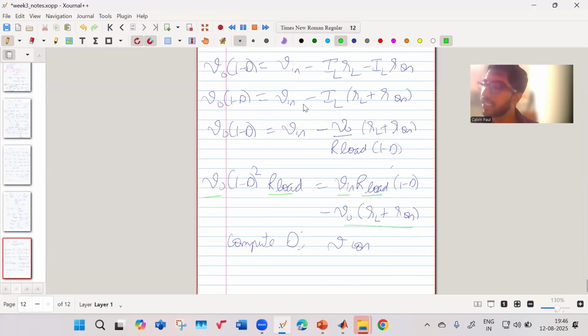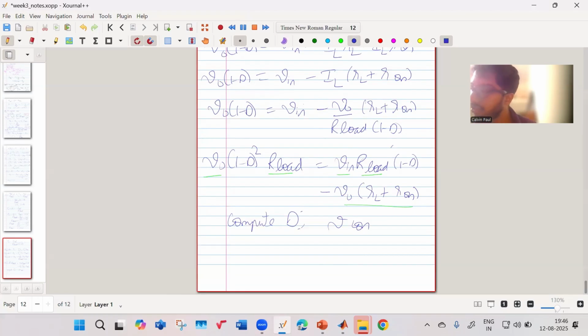Achha, so what we can do instead is, we'll take all the terms to the left hand side. So that is V output, 1 minus D square R load, minus V in R load into 1 minus D, plus V output into RL plus R on. This is equal to 0. This is a quadratic expression. It looks a bit complicated.